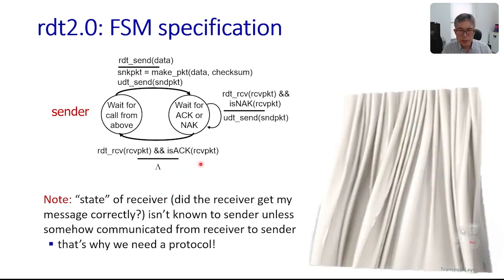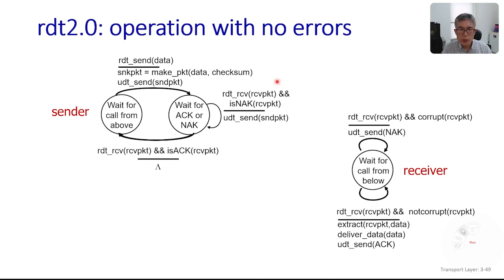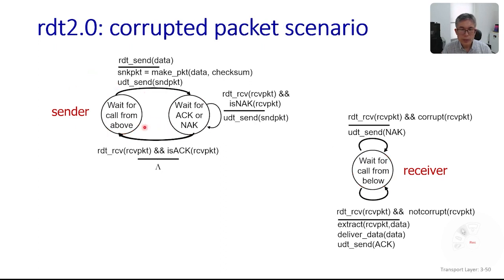So the state of the receiver is not known to the sender unless somehow communicated from receiver to sender. That's why we need a protocol. So we can focus on the NAK and the ACK. Let's look at the successful case: no error, just an acknowledge, the packet is delivered, and it moves back to this state. However, in the failure case, the sender receives a corrupted or negative ACK. In that case, the NAK is received, so it retransmits, and then it is successfully received with no corruption, just an acknowledge, and the state moves back to waiting for a call from above.